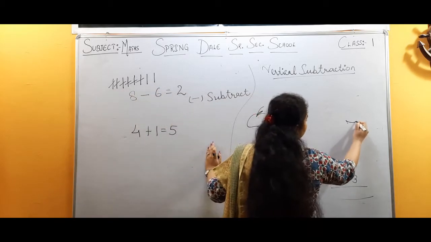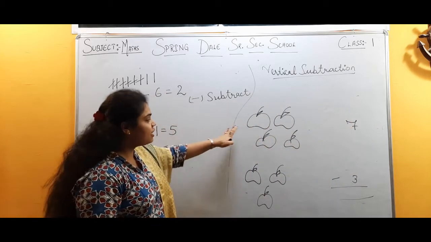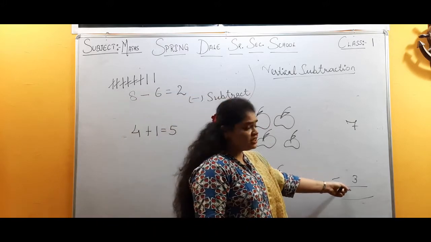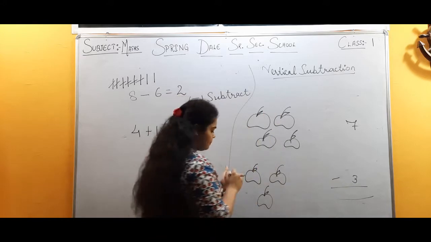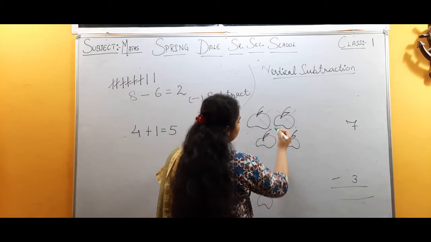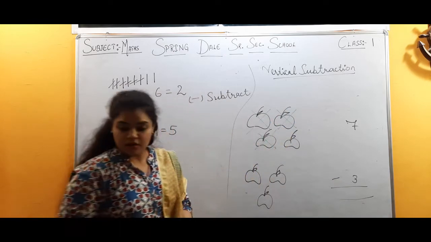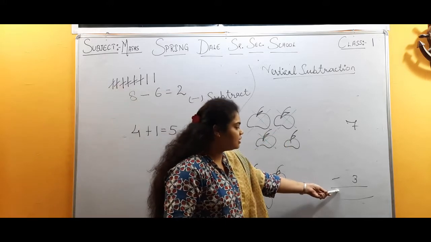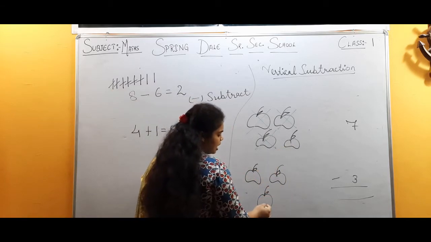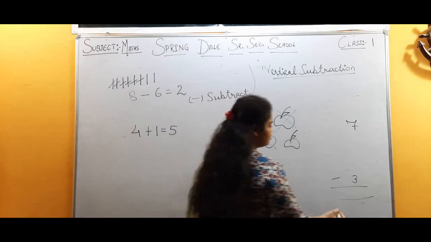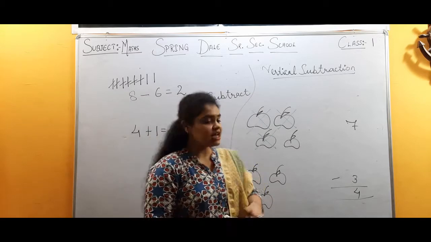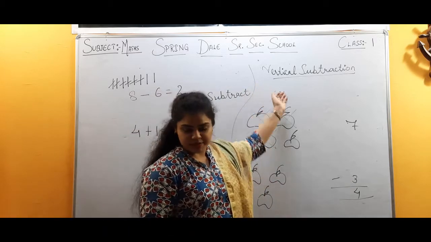Sorry children. Here we have to write the total number, that how many apples are on the board. We have 7 apples. Now we have to cut 3 apples. One, 2 and 3. जब हमने 3 apples को कट कर दिया, अब पीछे कितनी बची? We will count. 1, 2, 3 and 4. कितनी एप्पल्स बची? 4. So we will write 4 here. 7 minus 3 कितना होता है? 4. So this type of subtraction is known as vertical subtraction.